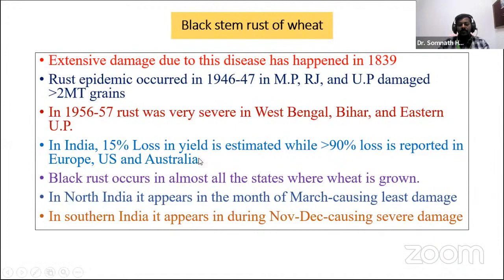Black rust occurs in almost all the states where wheat is grown. In North India, it appears in the months of February to March. Since it appears late in the season, when the crop is almost at the stage of maturity, it causes the least damage. Whereas in Southern India, it appears in the months of November to December, which is the early stage of the wheat crop, and this causes severe losses to the wheat crop.